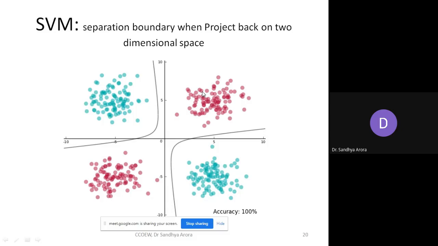So it does that. It projects the data into some other dimension, tries to classify using those dimensions, and then projects back into 2-dimensional space. So this is again projecting back from 3-dimensional to 2-dimensional space.